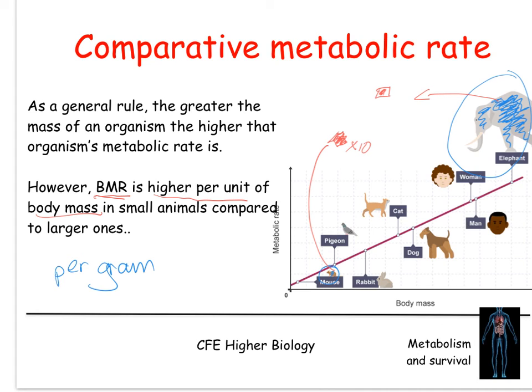But if you were to look at the entire animal, then obviously we, as humans, use up an awful lot more energy. Our metabolic rate is far higher, our energy needs are far higher than they are for a mouse. But compared to our body size, per gram, the metabolic rate in a mouse is actually higher than ours.